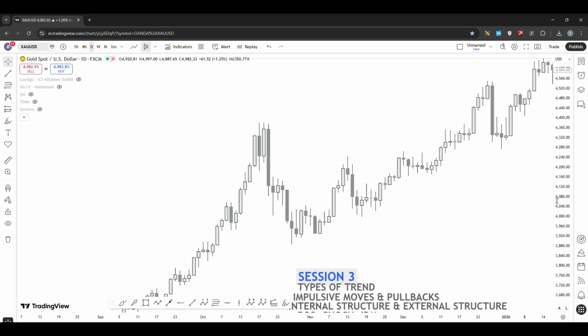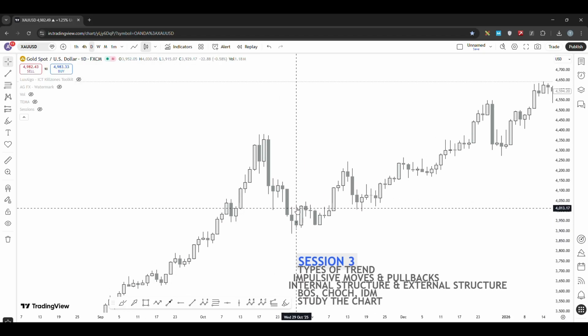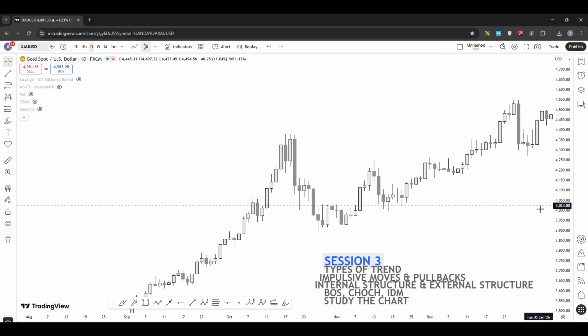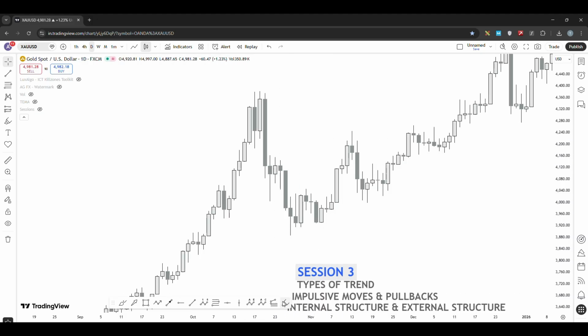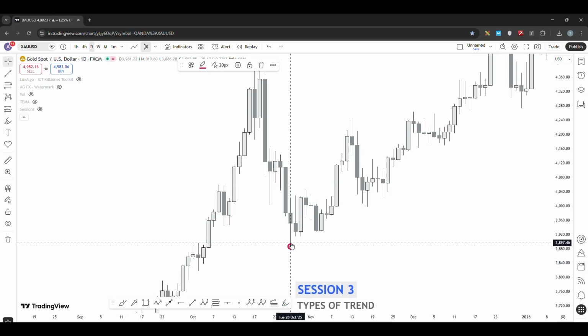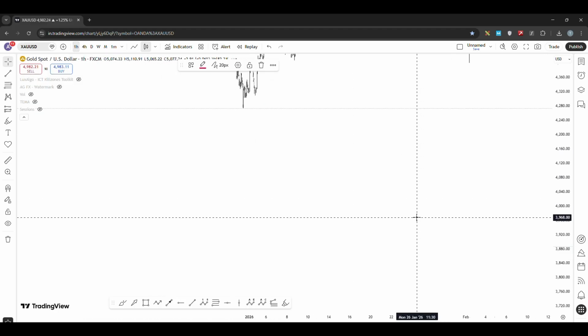Okay, so now we come to the daily, and in the daily, when we are looking to map a structure which is in an uptrend, we'll always start from the bottom. So here we can see we have got this bottom, right? And from here, market starts to create a new uptrend. So we'll be starting our structure mapping from this low. So let's go to the 1 hour time frame.